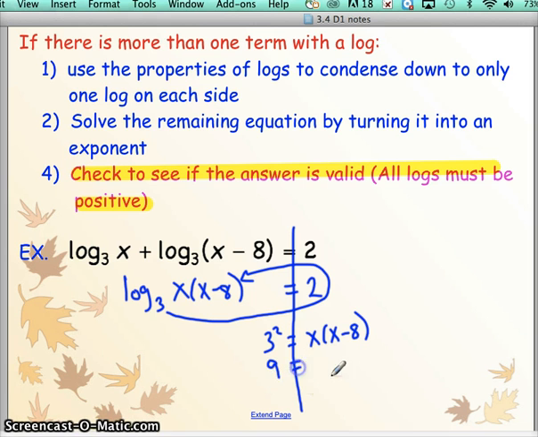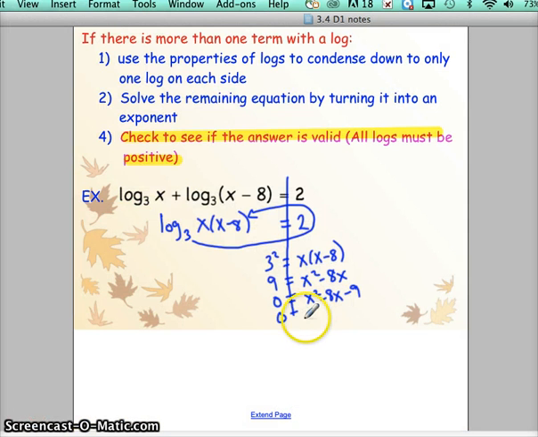So then we've got 9 equals, when I distribute the x through, x squared minus 8x. Now in order to solve that, it's a quadratic, so I need to get everything on one side. So I'm going to subtract the 9 over to the right side. And then I'm going to look and say, can I factor this? And it looks like I can. I can think of two things that multiply to negative 9 and add to negative 8. And that would be a negative 9 and a positive 1. So that means my solutions are 9 and negative 1.